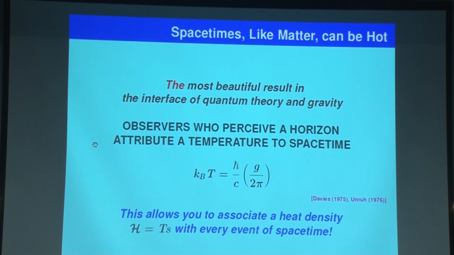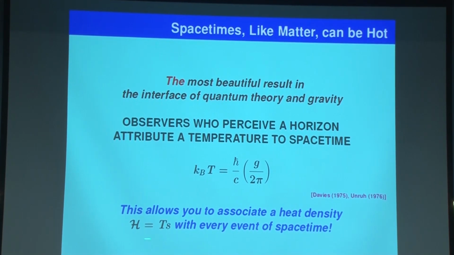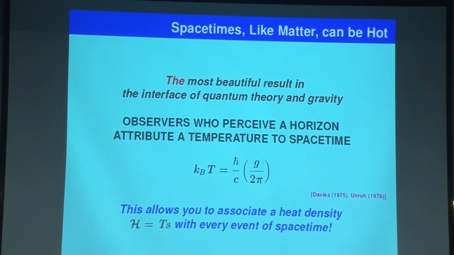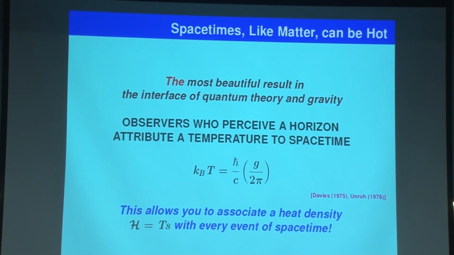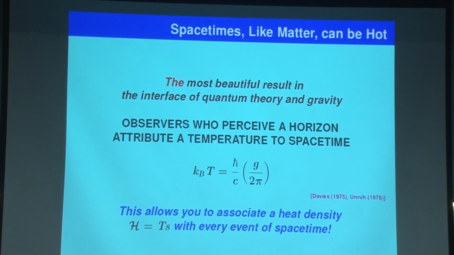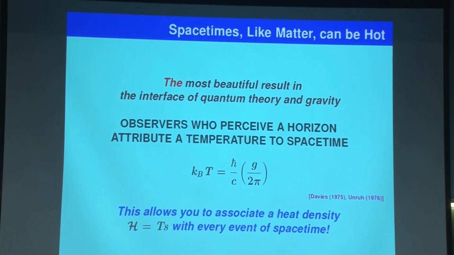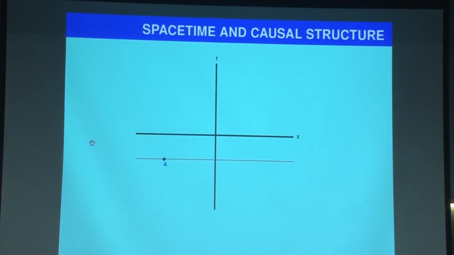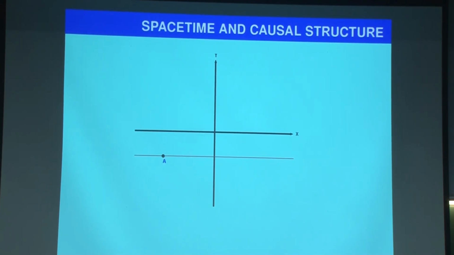For our purpose later on, just to give you a peep ahead, this allows you to associate a heat density with every event in space-time. Take this point at some given time. There exists an observer for whom there will be a horizon in such a way that this particular point will have a temperature, and because there is a horizon and some information is blocked, it will also have an entropy. So, there is a temperature times the entropy density, which is the heat density, which you can attribute to this. So, let me start with that and where it comes in the context.